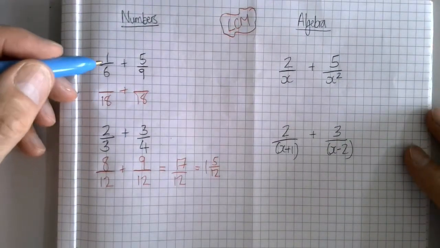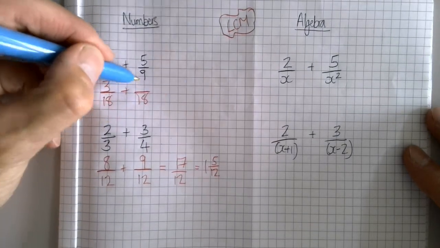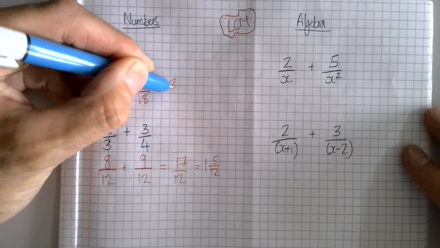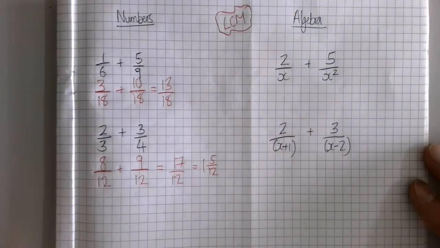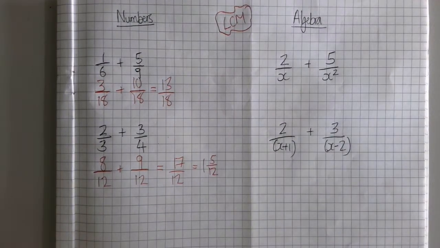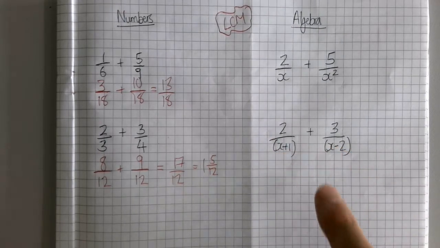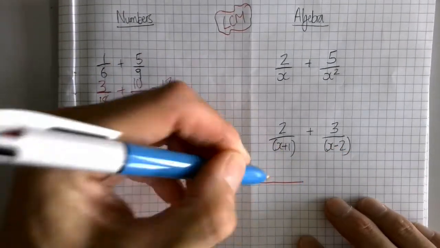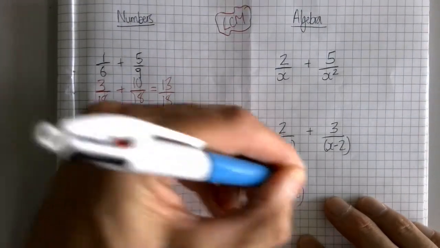So to get 6 into 18, you multiply by 3, same to the numerator. 9 into 18, you multiply by 2, same to the numerator. And there we go. And the same is true with algebra. So sometimes when we add algebraic fractions, the denominator is obtained by just multiplying the two denominators together. So in this case, I'm going to have a denominator of this.